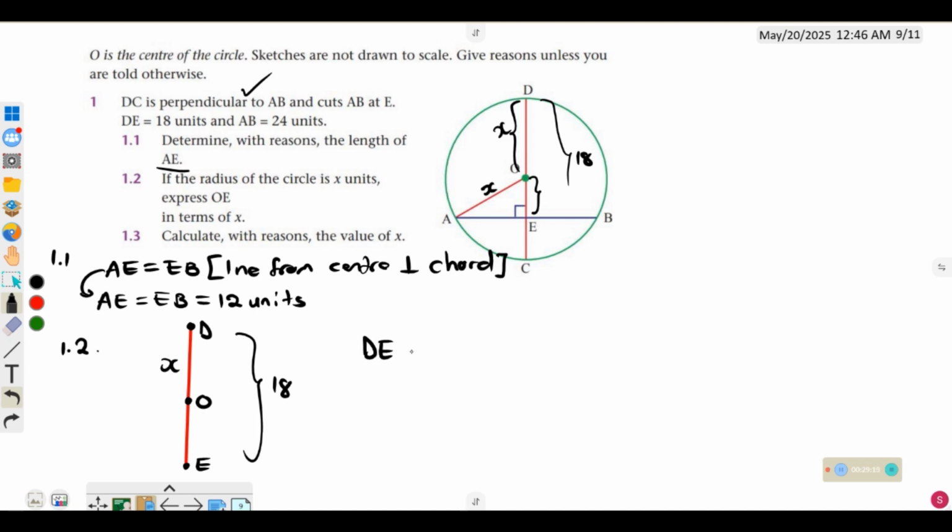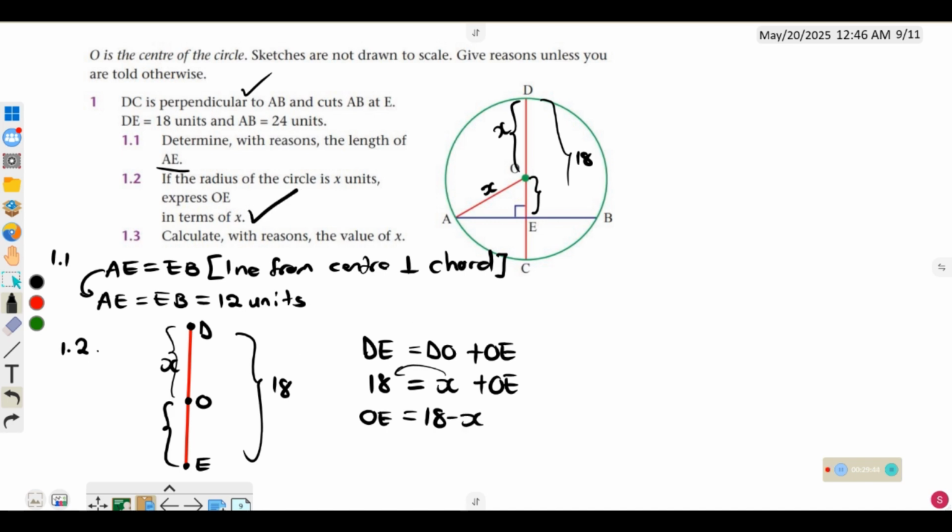DE, the total length, is made up of those two subparts, which is DO added to OE. No reason needed for that, right? DE is 18 as given in the statement. We have DO, which is a radius, x, plus OE. When you transpose this, OE is equal to 18 minus x. They said find it in terms of x. You just did.